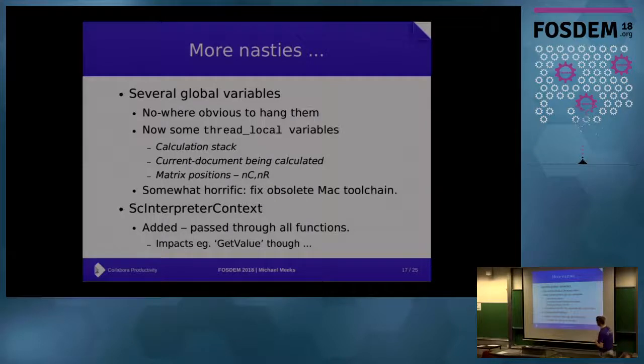There are even more nasties, more global variables left and right. And as we started to look at these, there's nowhere obvious to hang them that would actually be sensible. So we have a whole load of thread local variables for the calculation stack, current document being calculated, matrix positions, and a few more. We had to upgrade the Mac toolchain to make thread local variables work, which is slightly unfortunate. And eventually we thought we'd introduce an SC interpreter context that became more and more things that we wanted to hang somewhere to optimize and improve performance. And so now we pass an interpreter context through many of the functions and try and make that add up.